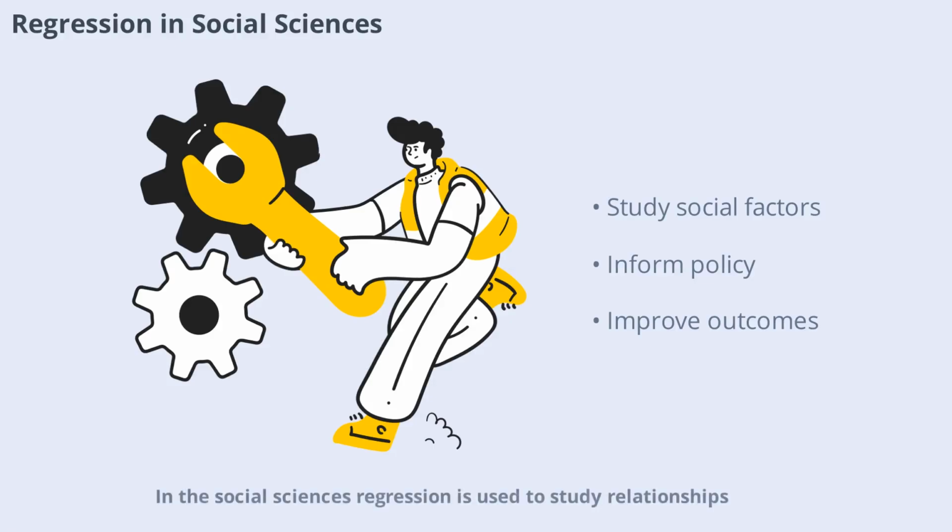In the social sciences, regression is used to study relationships between factors like income and education or health and lifestyle. By quantifying these relationships, researchers can inform policy and improve social outcomes.